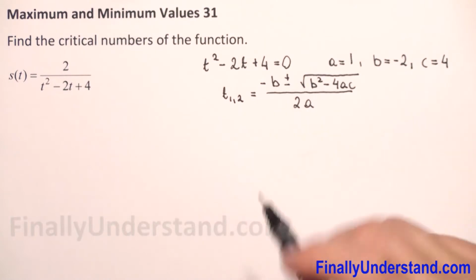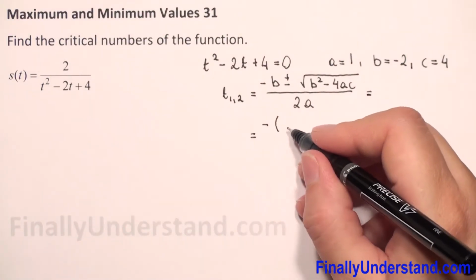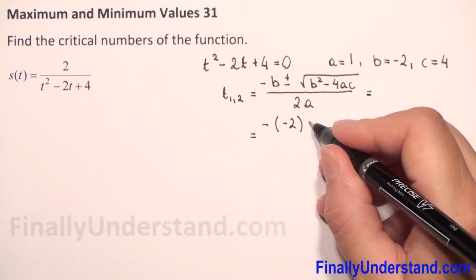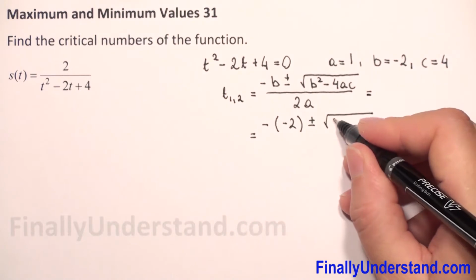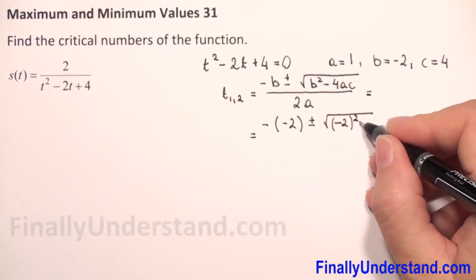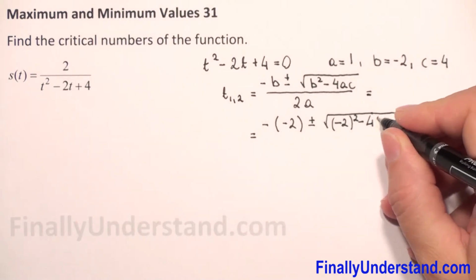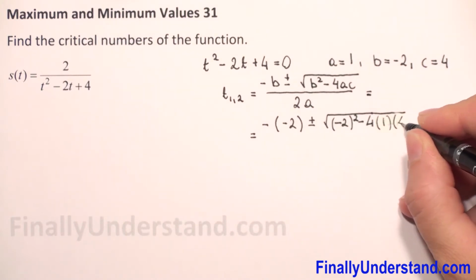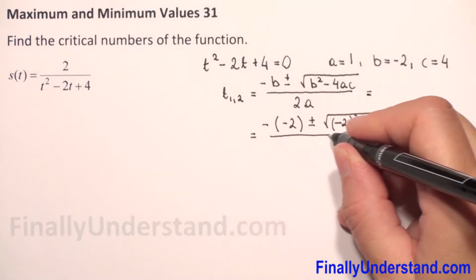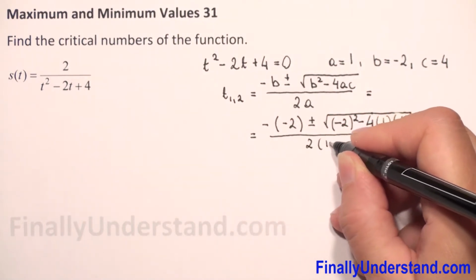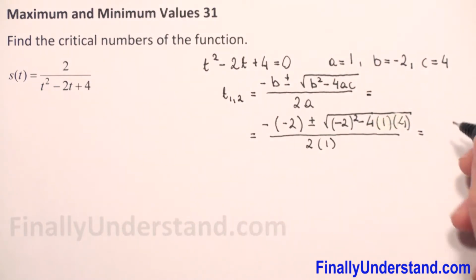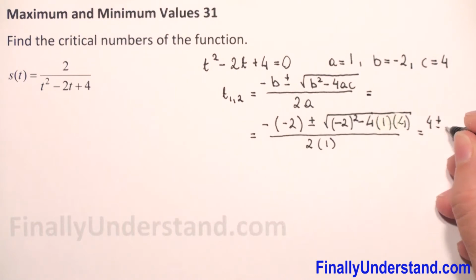So now we will replace. We have negative, in parentheses negative 2, plus minus the square root of negative 2 to the second power minus 4 times a, which is 1, times c, which is 4, over 2 times 1. So this is equal to 4 plus minus the square root of 4 minus 16, which is negative 12, over 2.